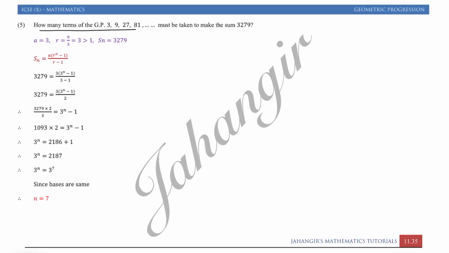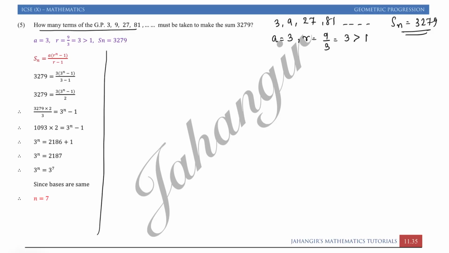Question number 5. How many terms of the GP 3, 9, 27, 81 must be taken so that the sum is 3279? It means we have to find how many terms we can take so that the sum of those terms becomes 3279. So we will use the same formula. First let us collect the information. A is 3, R is the second term upon the first term, that is 9 by 3, that is 3, which is greater than 1.